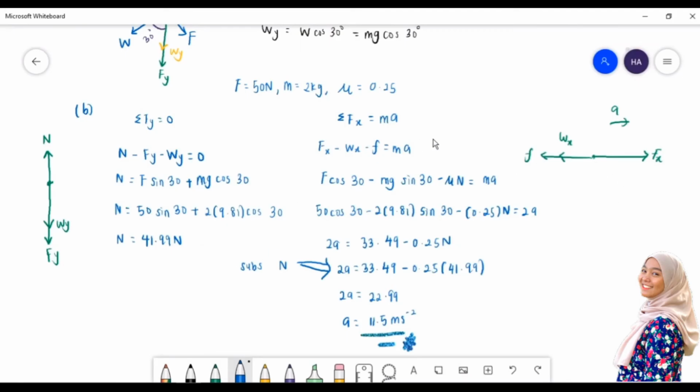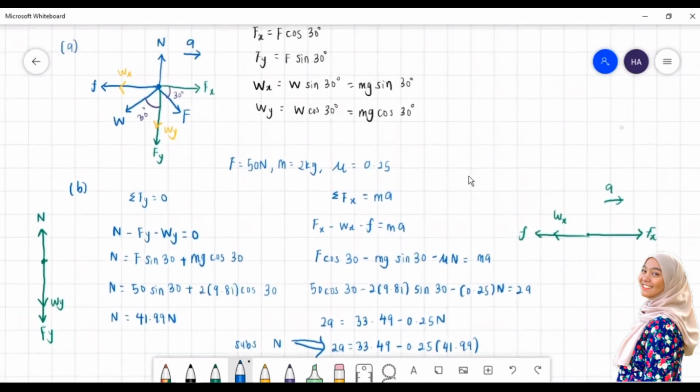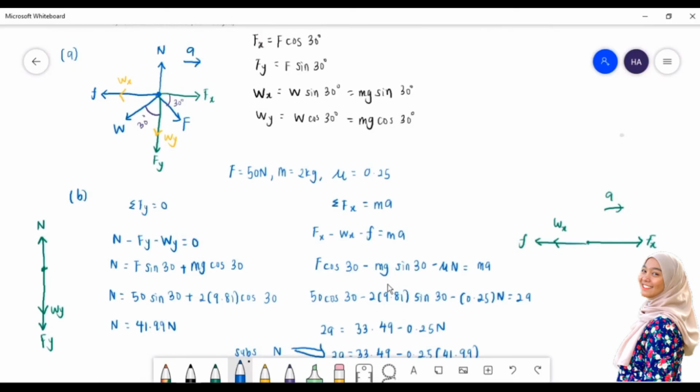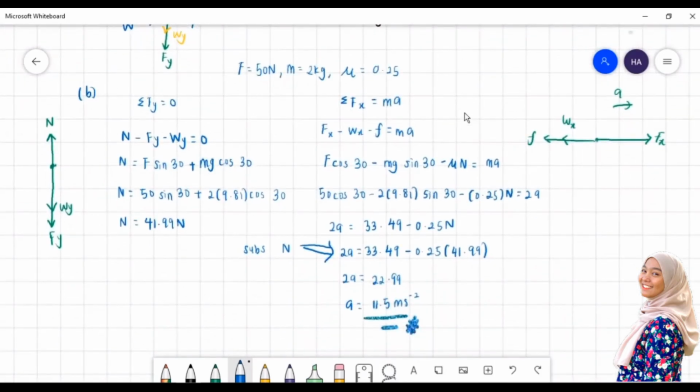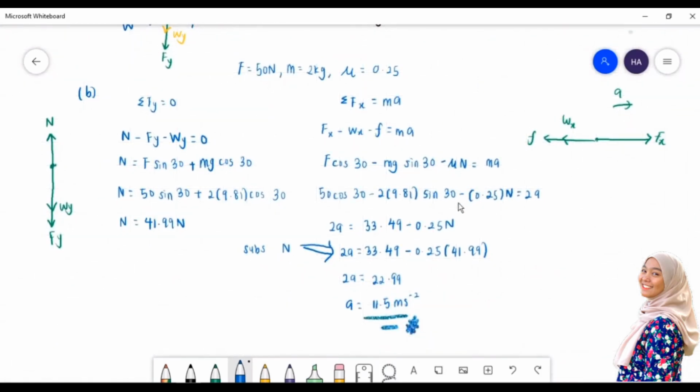So, untuk part C, dia ada acceleration. That means Fx equal to ma. So, dekat sini kita ada Fx. Tolak dengan Wx. Tolak dengan F frictional equals to ma. So, nilai Fx dia adalah F cos 30. Dan Wx dia adalah mg sin 30. Frictional force, dia punya formula adalah mu N. Equals to ma.